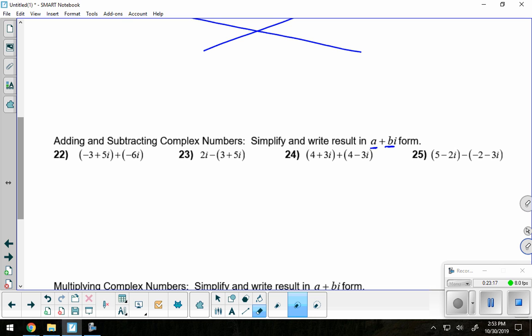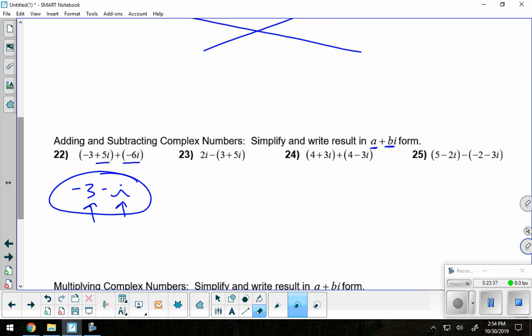So the only like terms you have for 22 are the 5i, and then you're adding negative 6i. So that would just be negative 3 minus 1i, and that'd be your solution set. So again, that is in a plus bi form, where you have the real number first, followed by the imaginary. Okay, and that'd just be it.